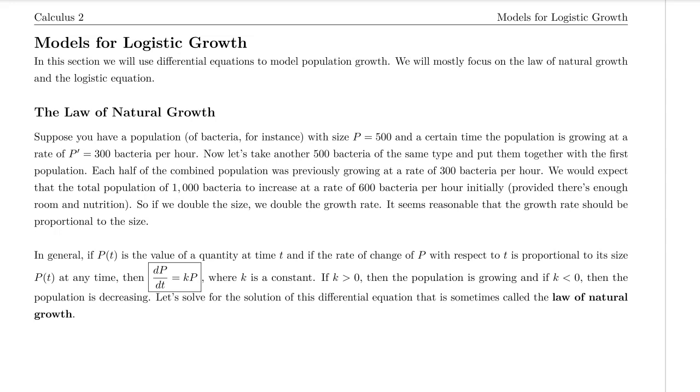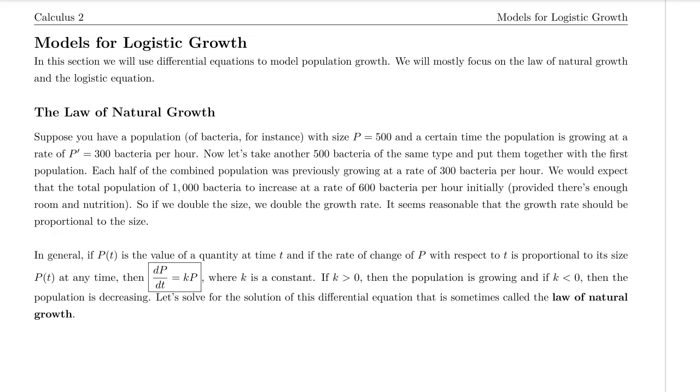Now, let's take another 500 bacteria of the same type and put them together with the first population. Each half of the combined population was previously growing at a rate of 300 bacteria per hour. We would expect that the total population of 1,000 bacteria to increase at a rate of 600 bacteria per hour initially, provided there's enough room and nutrition.